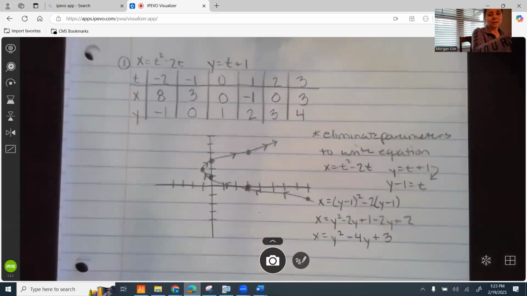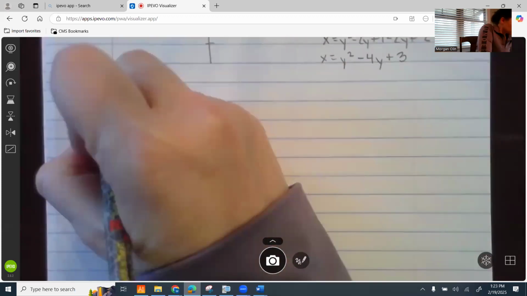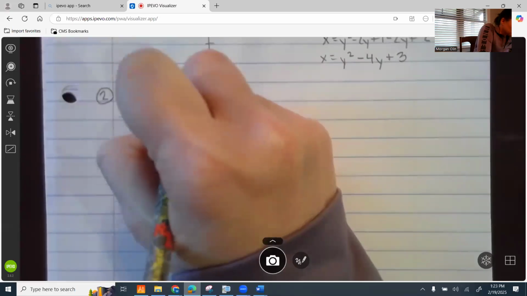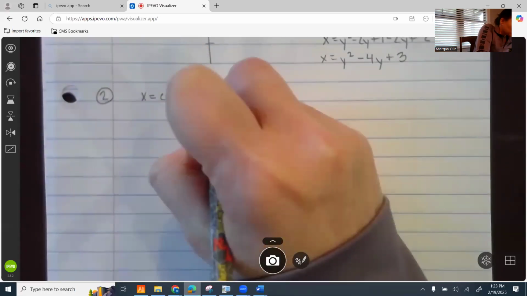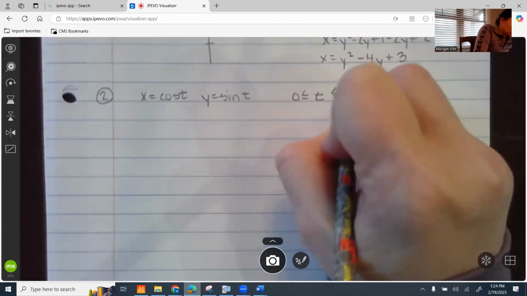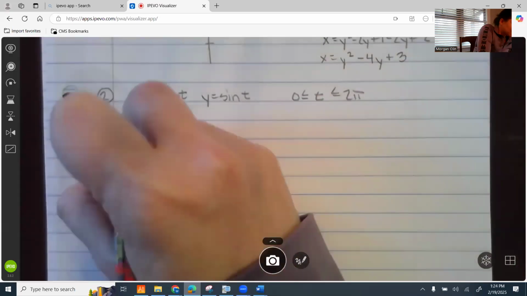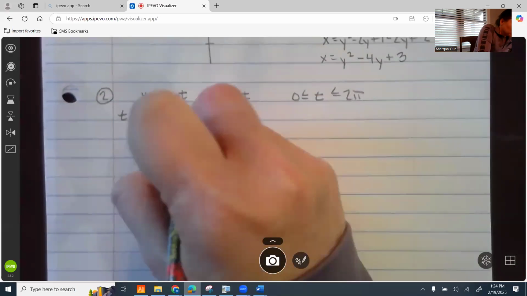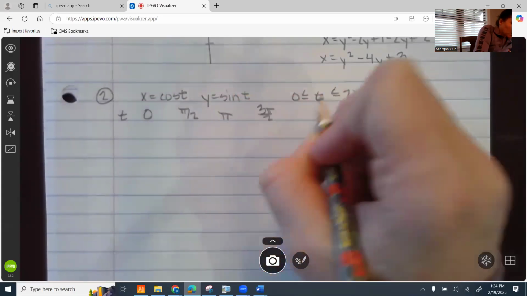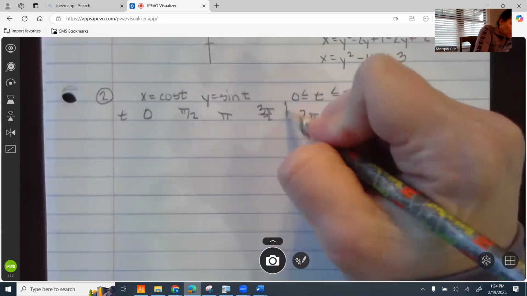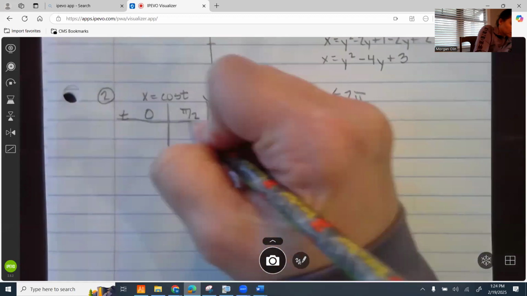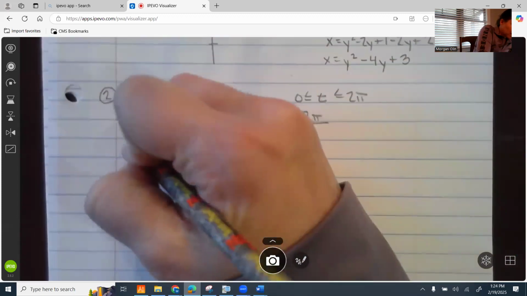So let's look at number 2 right here. I want to describe the curve defined by x equals cosine t and y equals sine t, between t equals 0 and 2 pi. So let's pick some nice t values for that. Think of the unit circle: 0, pi over 2, pi, 3 pi over 2, 2 pi. Because we know what these values are for sine and cosine, we want to come up with our x and y.